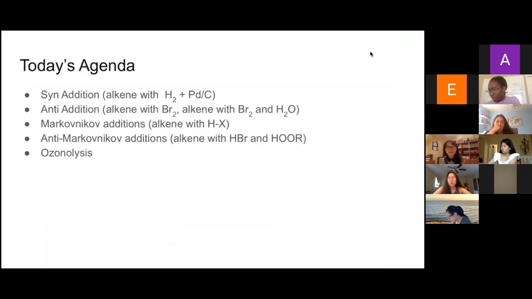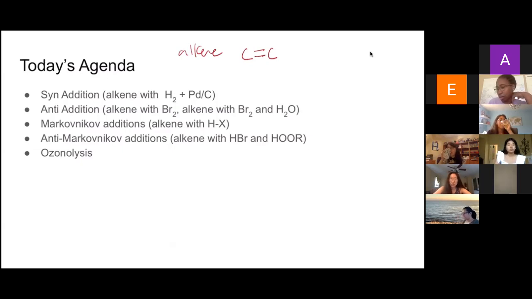So today we are going to go over a couple of different types of addition reactions with alkenes. And if you didn't remember, an alkene is just a carbon-carbon double bond, which looks like this. We're going to talk about Syn addition and anti-addition, as well as what's called Markovnikov additions and anti-Markovnikov additions.